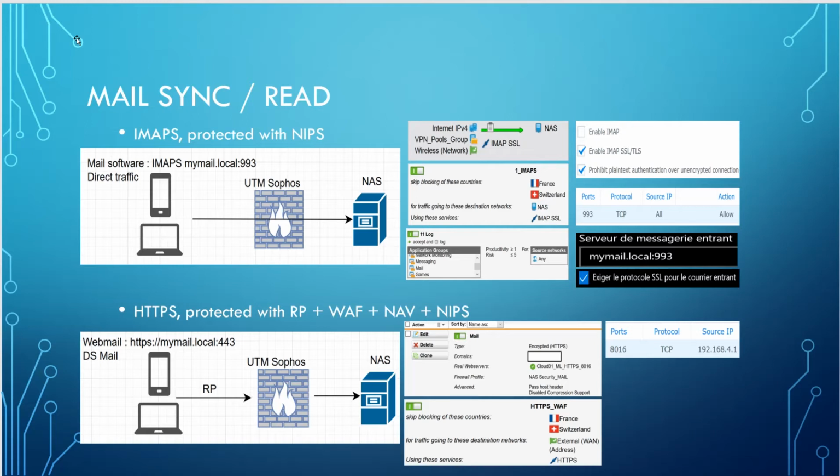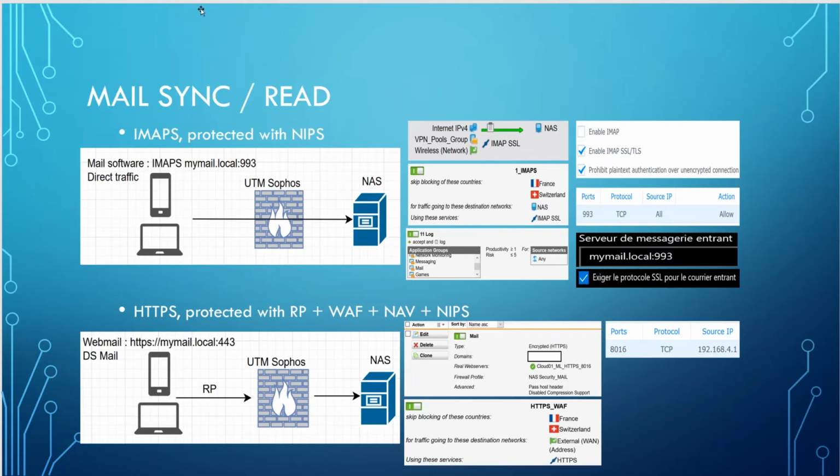network. I would have preferred to allow only the IMAP traffic, but Sophos does not recognize IMAP-S traffic. It only recognizes it as SSL traffic, so it's more in the web browsing category. Anyway, in the Synology, I'm going to enable IMAP SSL and TLS because it's on the implicit port. And I'm going to prohibit plain text authentication over unencrypted connections.